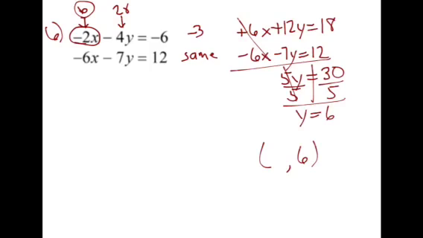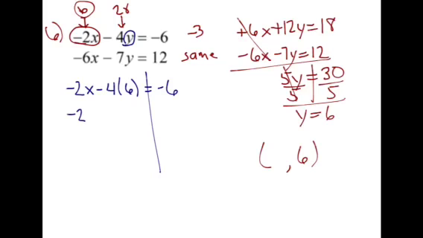For the next part of this, we get to pick whichever equation looked easier. And to be honest, these both look messy. There's a lot of negatives. But their numbers aren't too big, so it doesn't really matter. So I'm going to pick the top one. It's got smaller numbers, even if it does have a lot of negatives. And I'm going to replace this y right here with a 6. So negative 2x minus 4 times 6 equals negative 6.